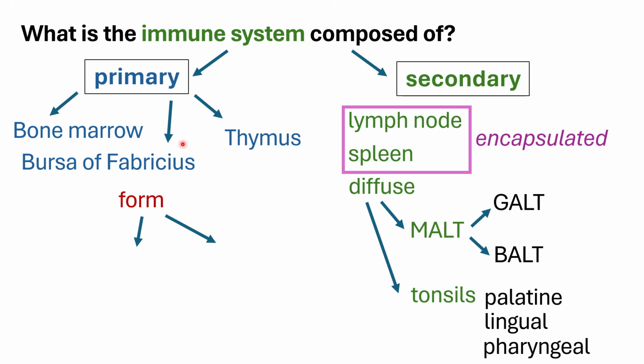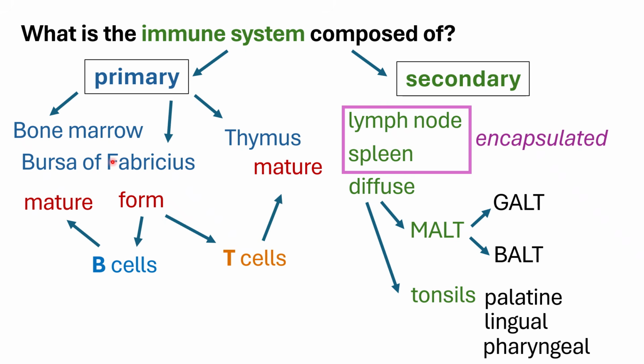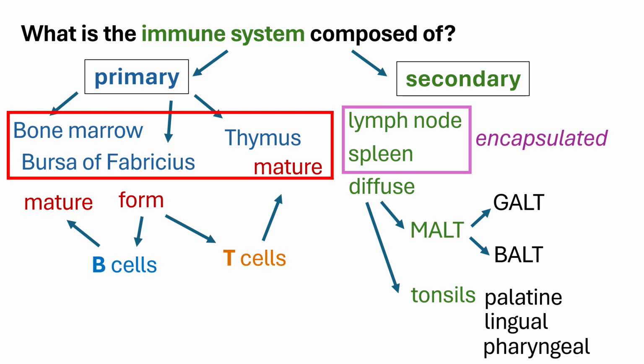So again, these primary organs, they're the ones that form your B cells and T cells, and when they mature, the B cells mature in the bursa fabricius and the T cells mature in the thymus. Okay? Correct. So first, let's talk about the histological features of our primary organs.